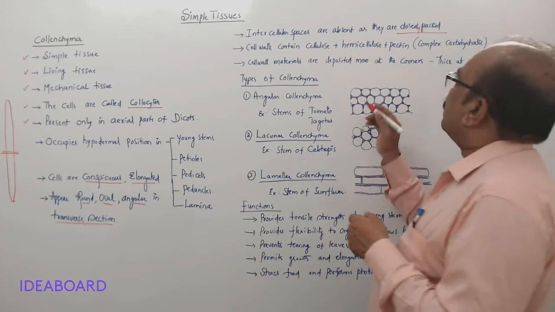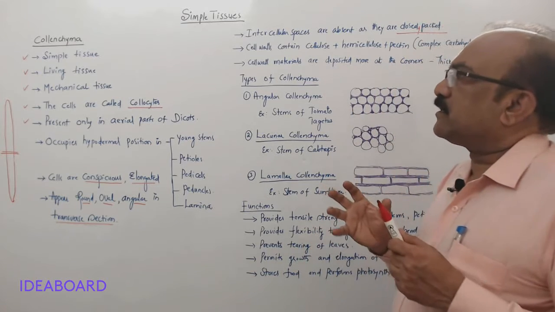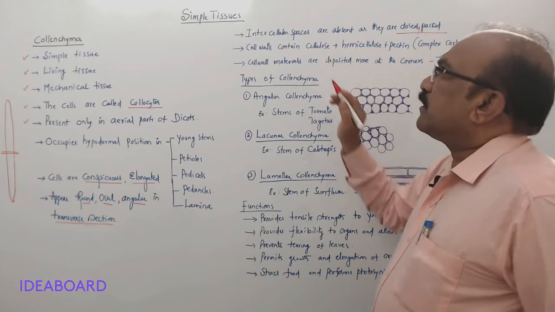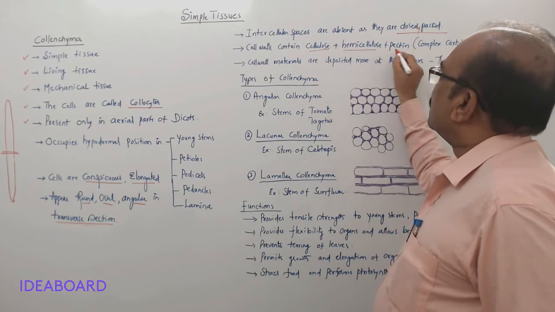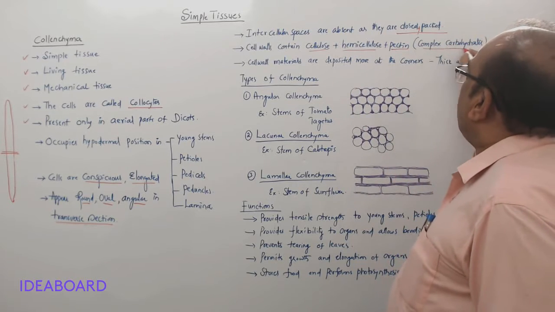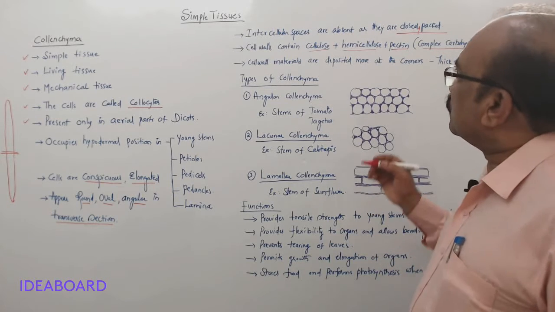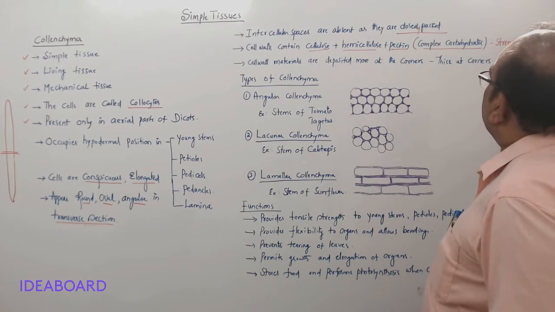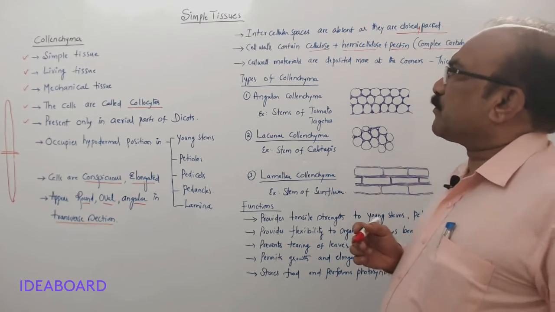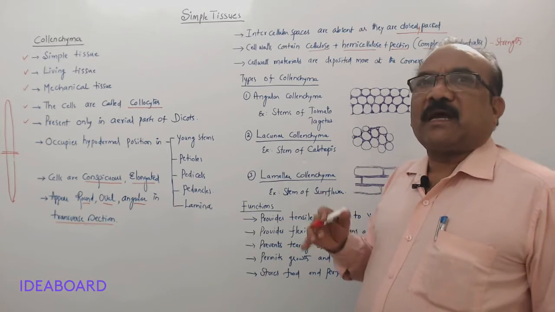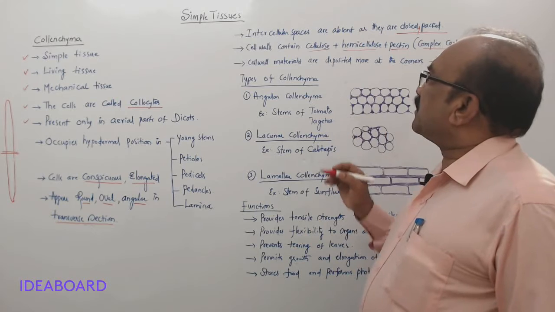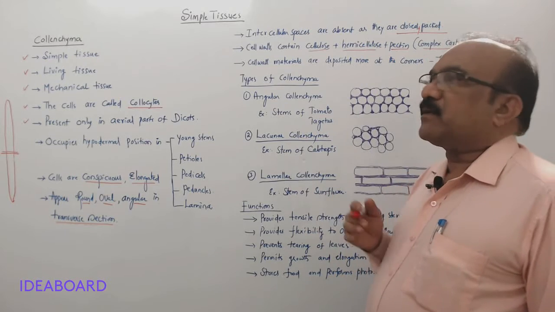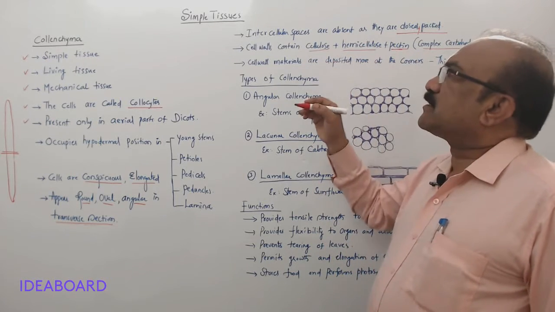And one important point is here: these cells have a cell wall, and the cell wall is composed of cellulose, hemicellulose, and pectin, which are complex carbohydrates. So these complex carbohydrates will provide strength to the cells. So remember, the parenchyma is composed of cellulose and pectin, but here one extra material is there, that is hemicellulose.